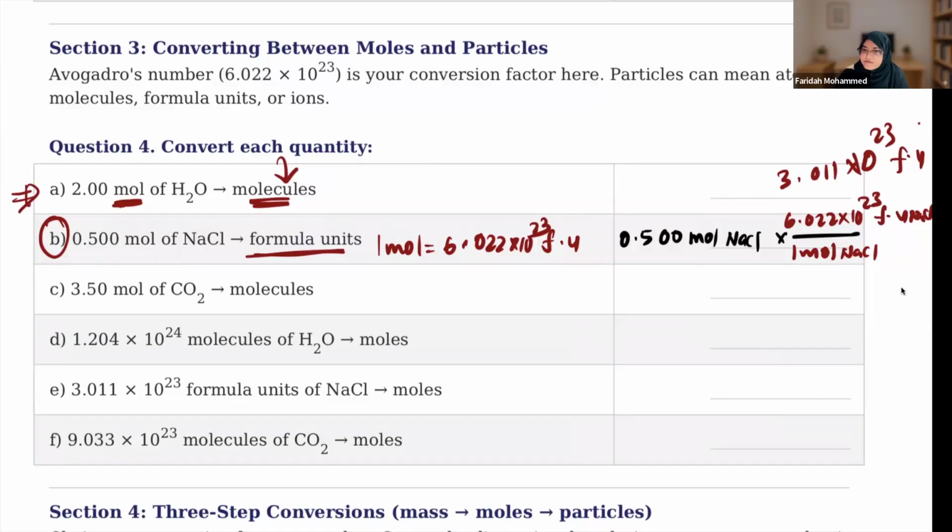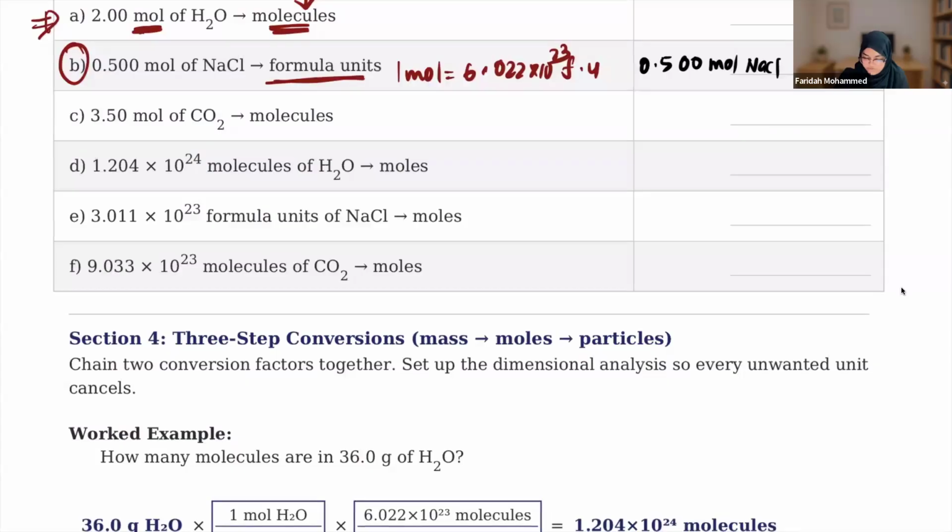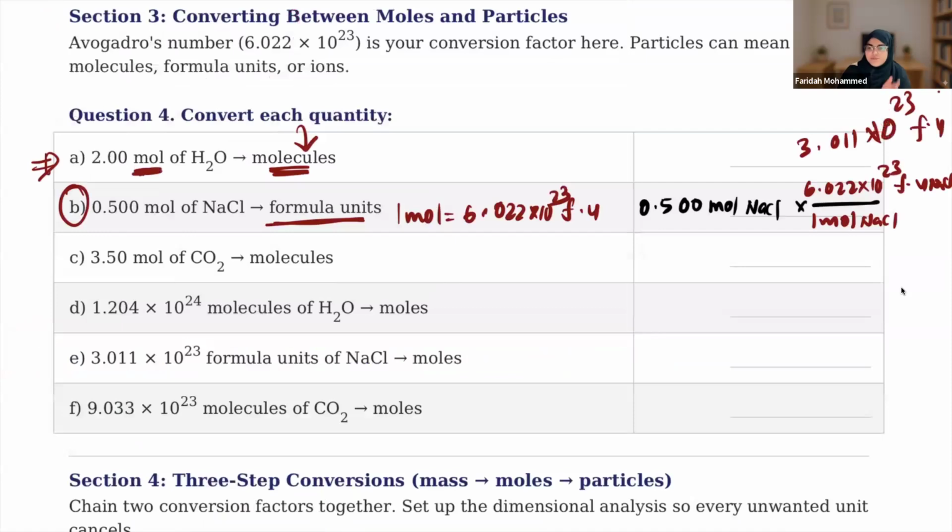Does anyone have a question? You guys can complete whatever is left, up to here. Section 4 we're going to do tomorrow. Section 4 is where we combine the formula units and the mass and the molecules, particles, all this stuff. I hope all of you are going to join tomorrow as well. Any questions? Does it make sense?